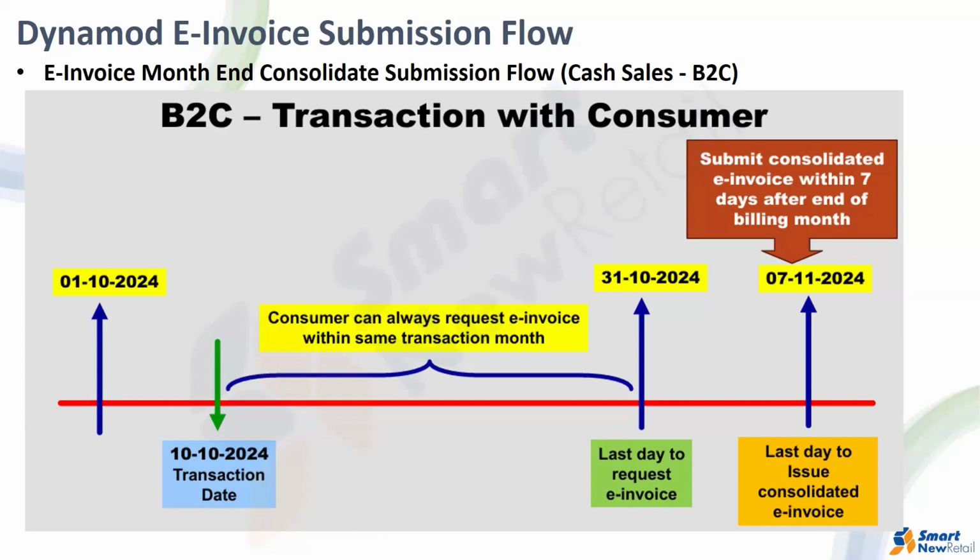Okay. Now is for the e-invoice and consolidated submission flow for our B2C. Usually it needs to be done within 7 days after the end of the billing month. So for example, for the month of October, the last day for you to issue the consolidated e-invoice is on 7th of November. The earlier the better.